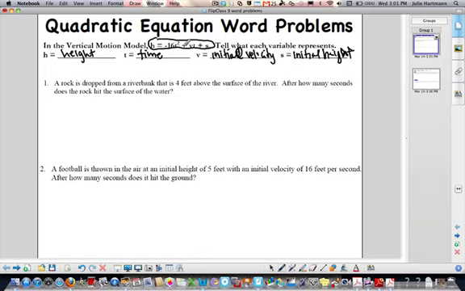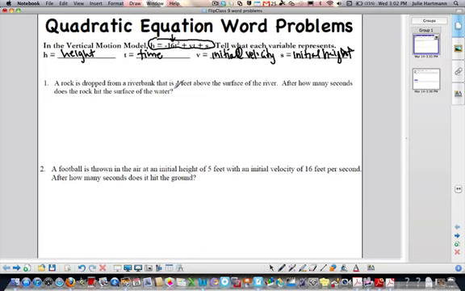Now, when you're doing these, you're going to fill in v and s with what's given to you. Negative 16 is our constant in terms of gravity. That's just if you drop something, it falls to the ground, gravity pulls it. That's our negative 16.